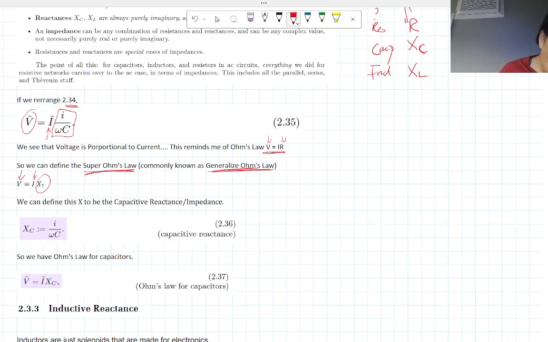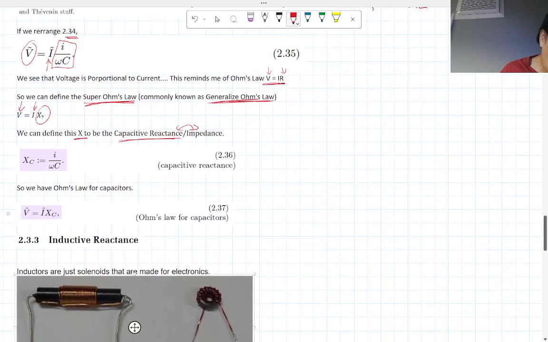So this X here, we're going to call the capacitance reactance. And I want you guys to start equating reactance with impedance, so that you can call it capacitance impedance, because it acts as the same thing. We're going to define this XC to be i divided by omega c. And so now we have Ohm's law for a capacitor, where V equals I times, instead of R, this XC.